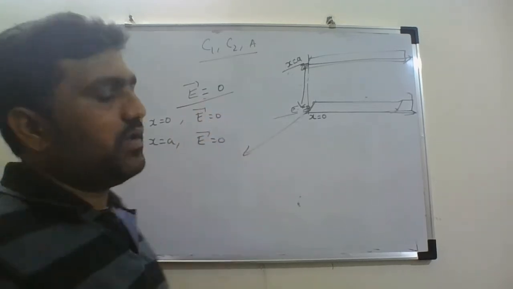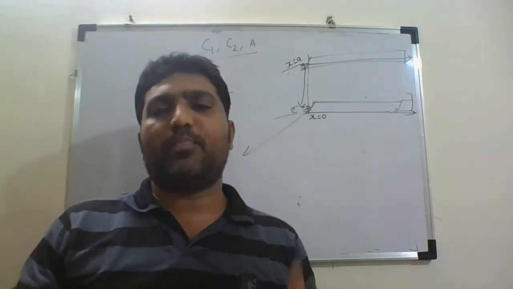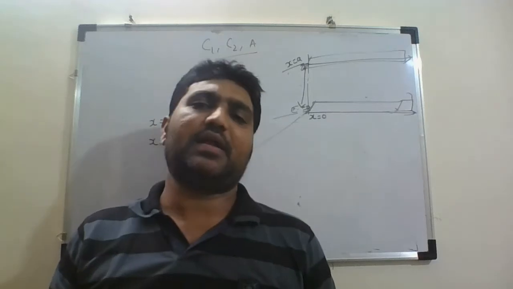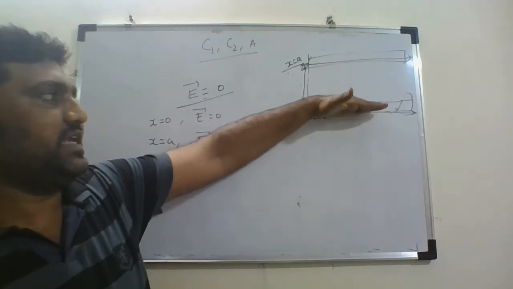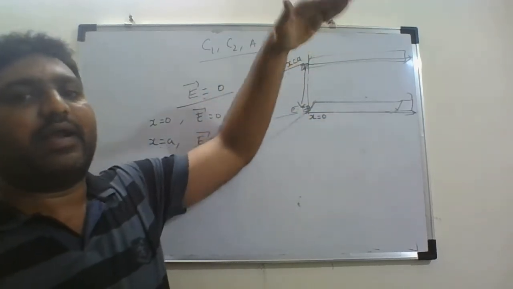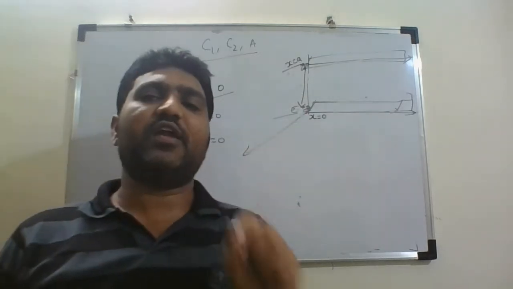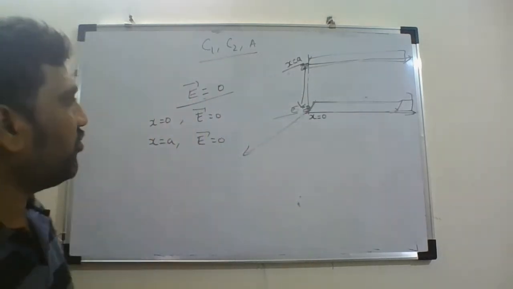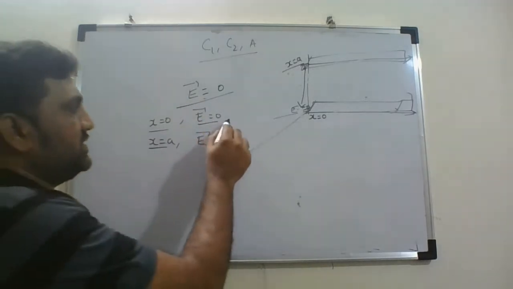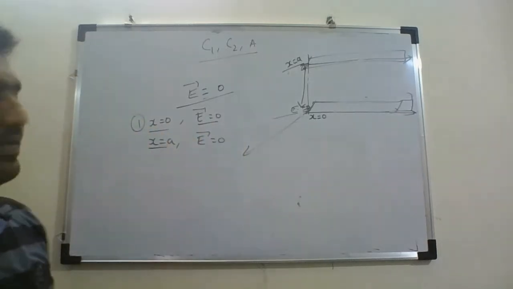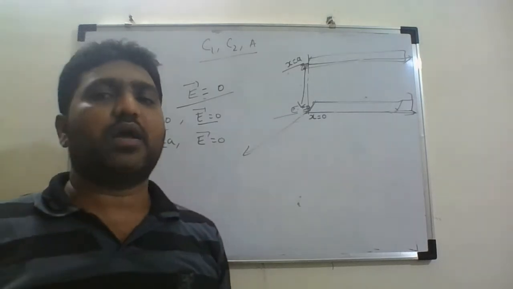Why? Because the electromagnetic wave or the electric field cannot exist on a conducting plate. Therefore, I have two plates at x equal to 0 and x equal to a, and at both these places my electric field should be 0. So I get two boundary conditions. One, at x equal to 0, my E bar is equal to 0. And the second condition is at x equal to a, again my E bar is equal to 0.